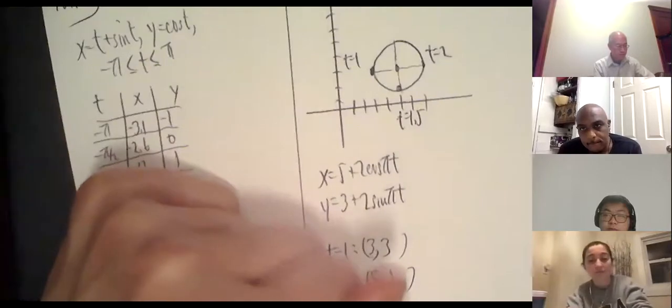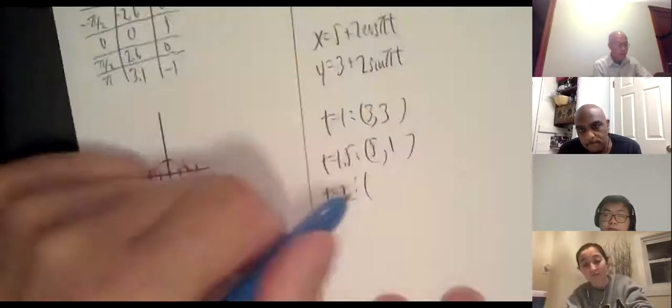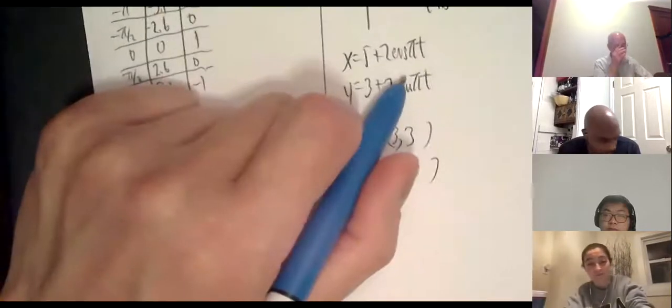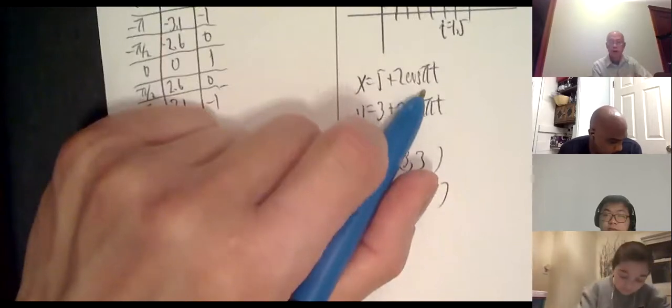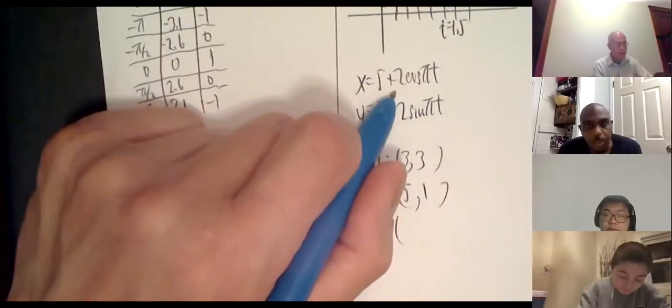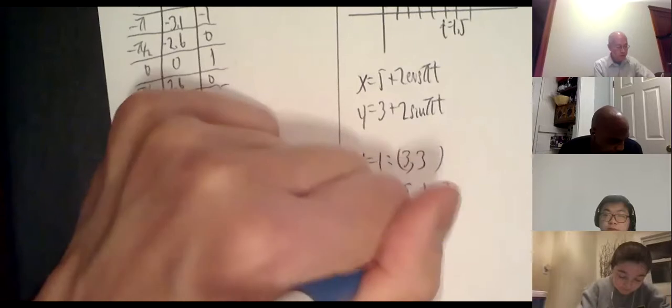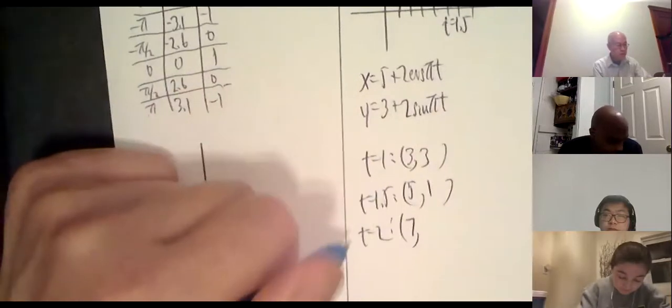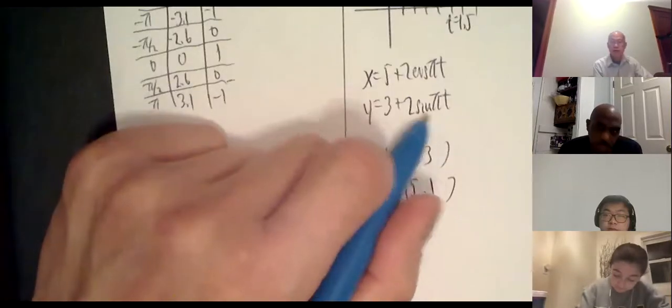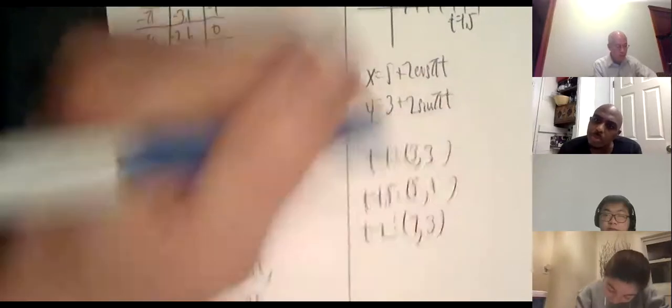Okay. The way it's going, right? But just to be safe, plug in 2. Cosine of 2 pi is 1. Times 2 is 2, plus 5 is 7. Plug in 2 here. Sine of 2 pi is 0, so 7, 3. And that's over here. Okay.